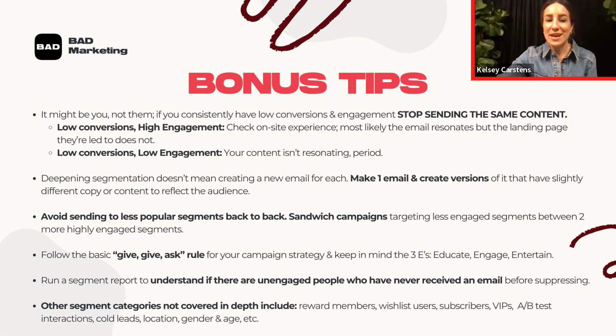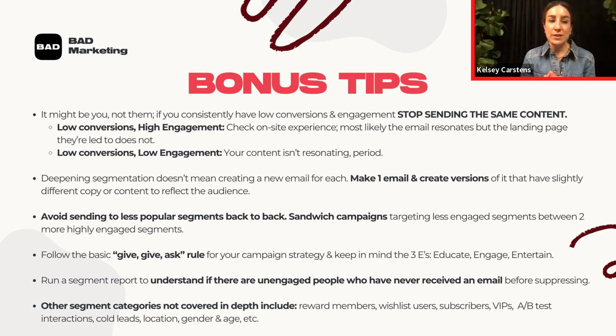Lastly here, just a bonus tips slide for you guys. Just a couple of reminders here for segmentation. Making sure to understand that if it's not working, stop sending the same content over and over. A lot of times, if your emails have low conversions and high engagement, you need to check that on-site experience. If your conversions are low and your engagement is low, you're not resonating and you need to pivot, or your customers are going to profit, or your competitors are going to profit instead of you.